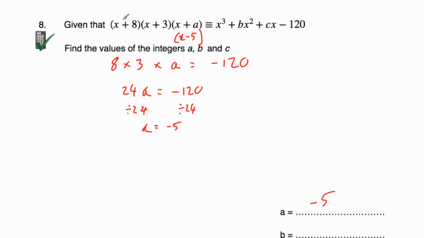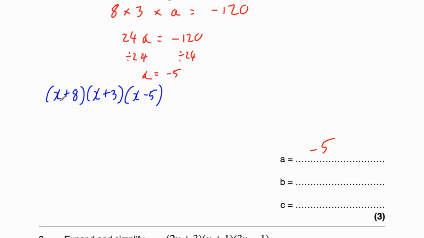Now what I'm actually going to do is I'm going to expand my 3 brackets to find what the values of b and c are going to be. So let's do that and see what we get. So our 3 brackets are, let's just write them out, x plus 8, brackets, x plus 3, brackets, and then we've got x minus 5. So let's multiply out our first pair of brackets to begin with. So that's going to be x times x is x squared, and then we've got x times 3, that's going to be plus 3x. 8 times x is plus 8x, and then 8 times 3 is plus 24.